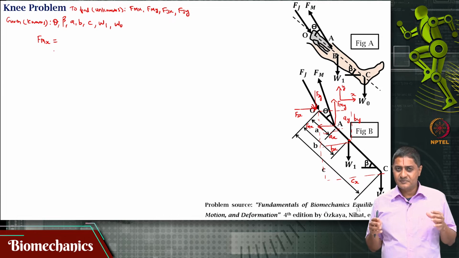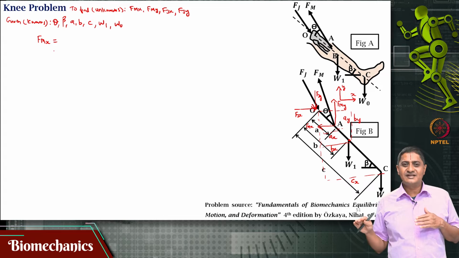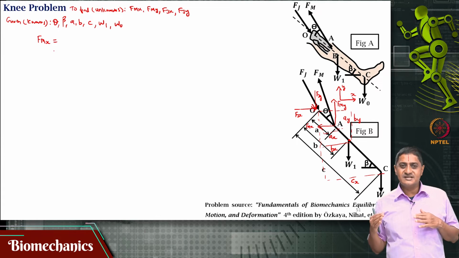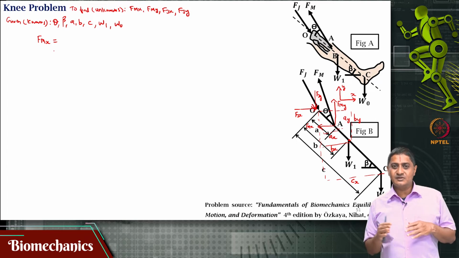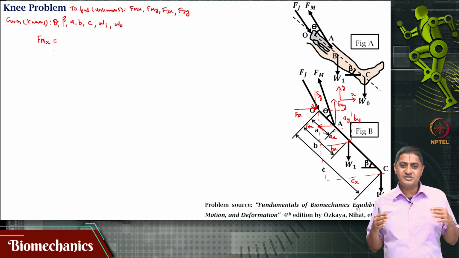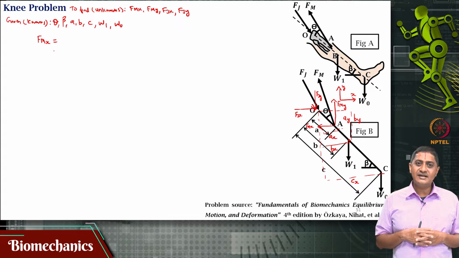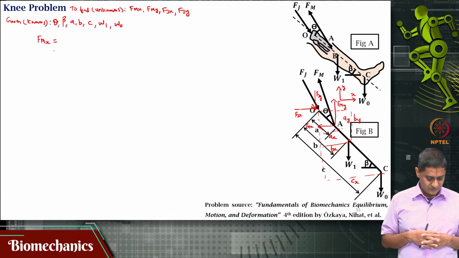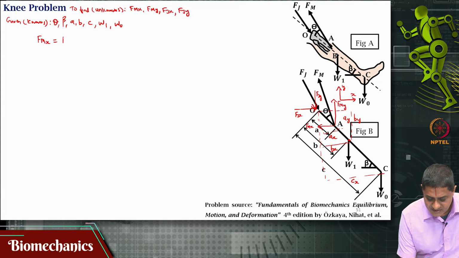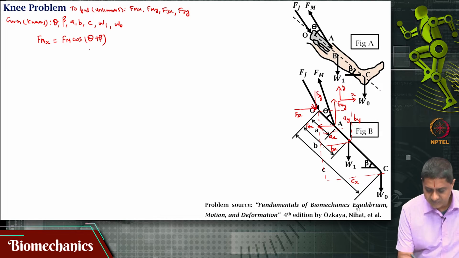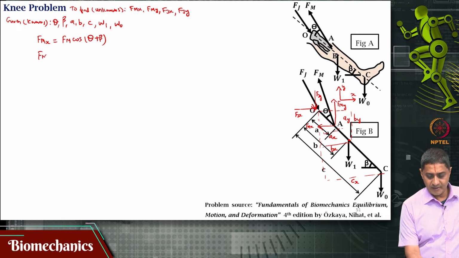I hope this is clear. The leg itself is inclined at an angle and the muscle is inclined at an angle to the leg. So, the net angle with respect to the horizontal with which the muscle is acting is theta plus beta. Okay. So, Fmx is Fm cos (theta plus beta). Fmy is Fm sin (theta plus beta).